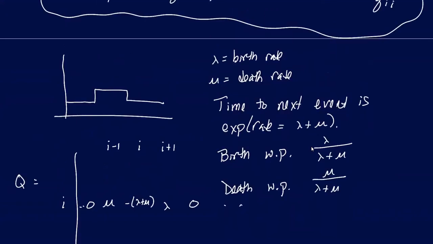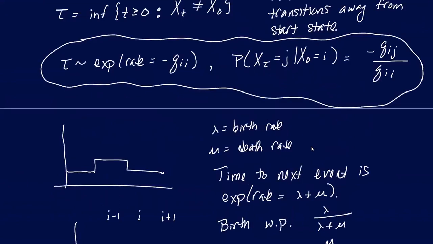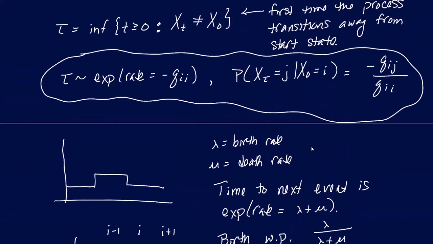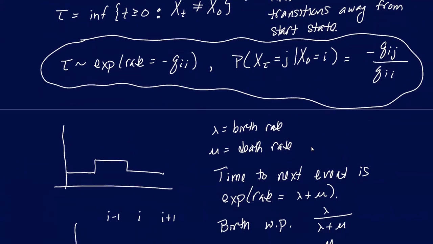So what are we seeing back up in this circle? Given we started the Markov chain in some state i, the time to the next event is exponential with rate the negative of the generator matrix entry on the diagonal. In the example I was doing below, Q_ii was negative lambda plus mu, and so negative Q_ii is lambda plus mu. That's the rate for the exponential describing the time to the next event.